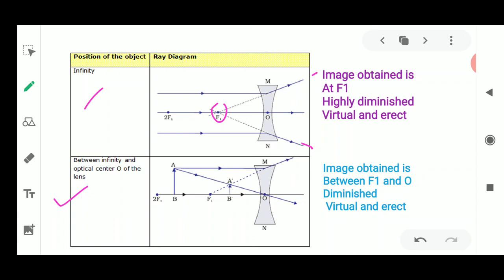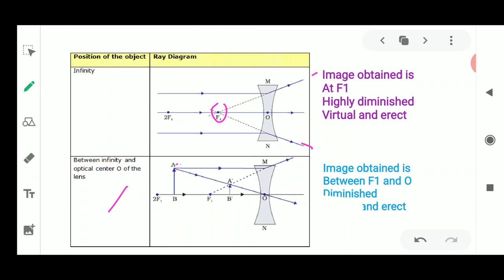Fine. Next, the position we will discuss is between infinity and the optical center, which means the object is placed between infinity and the optical center, anywhere it could be placed. So we have kept this object between the optical center and infinity. I have used this object, which is kept here in between the focus and the optical center. So here it is being placed.